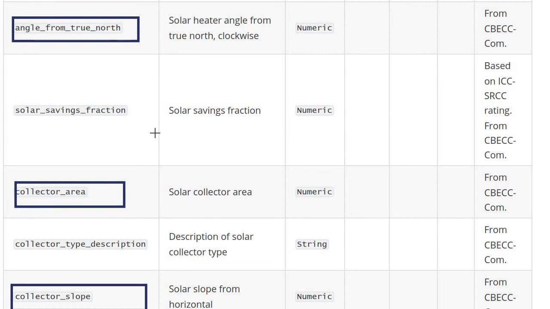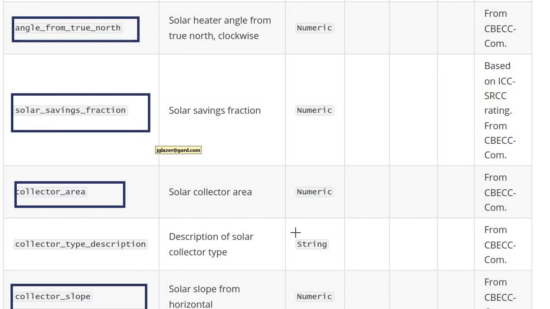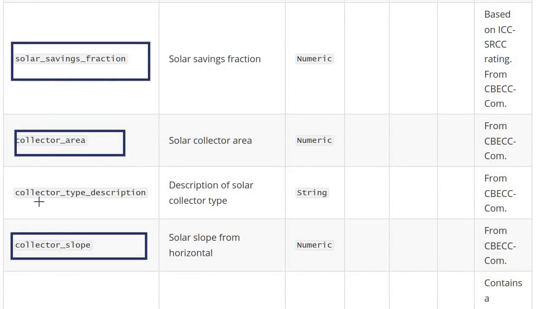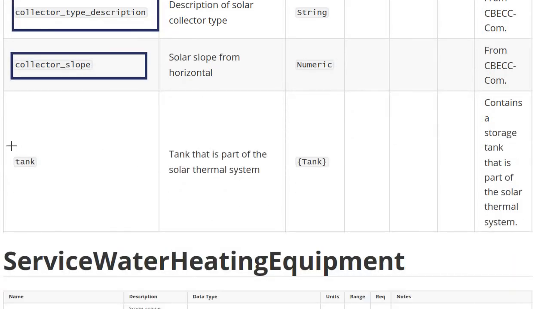And then there's also something called solar saving fraction, and that is a metric based on an ICC standard. And then there's also an enumeration type of thing called collector type description. It's based on a description used in CBECC-Com. And at this point, we're just using it as a string instead of as an enumeration. We'll see what happens in the future. And then finally, there is a reference to a tank because there's pretty much no good way to collect hot water from solar without using some type of tank. So there's a reference to a tank here as well.